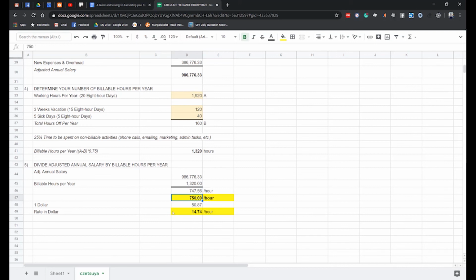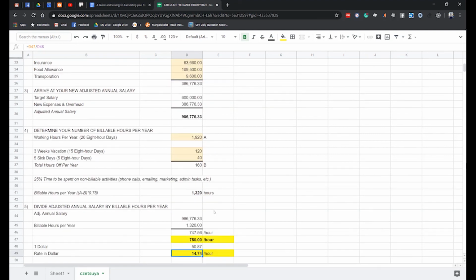Now, $1 is equal to 50.87 Philippine pesos. So, her rate in dollars is around 15 USD. And this is one of the ways that we can compute our rate as a freelancer.